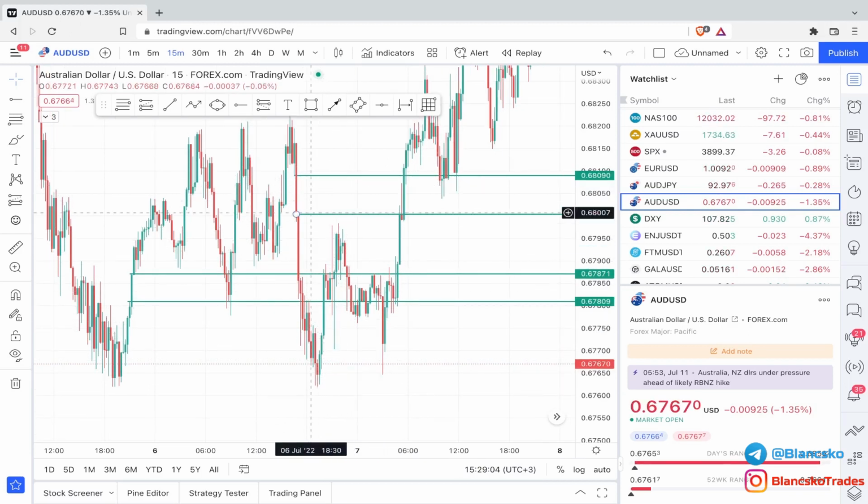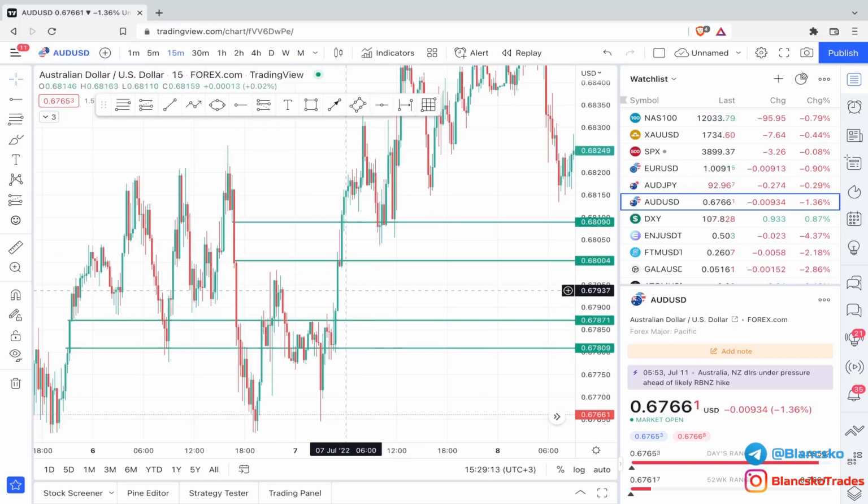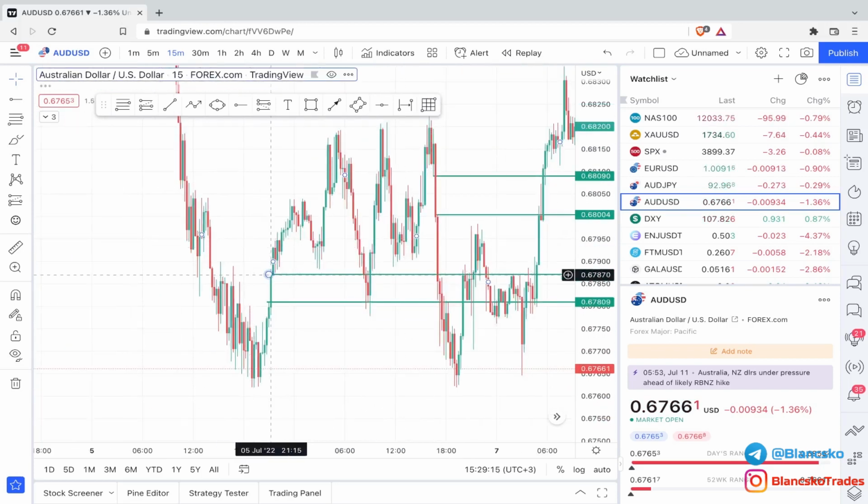Okay, as you can see, the imbalance was created, then price did what? Retraced and filled the gap, but leaving another imbalance behind. Okay, so let's just start right here.